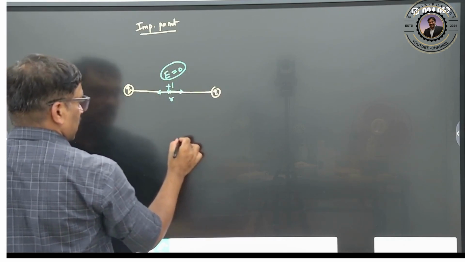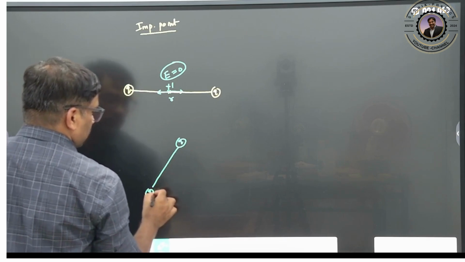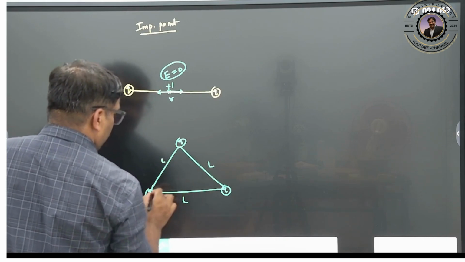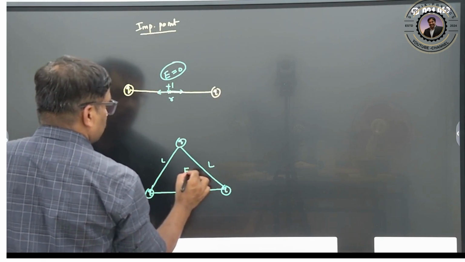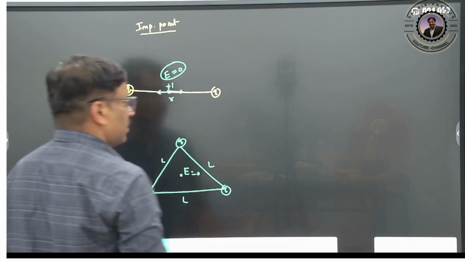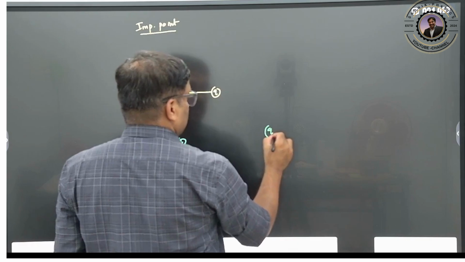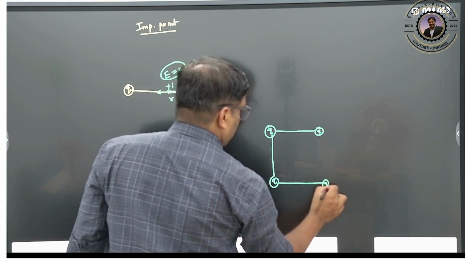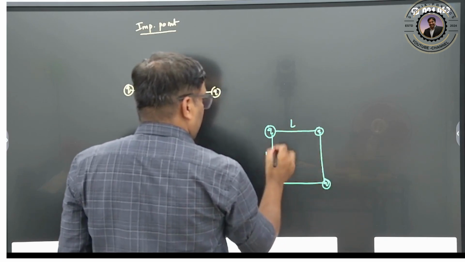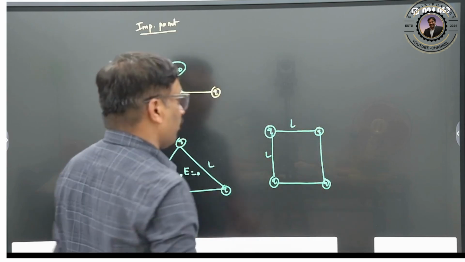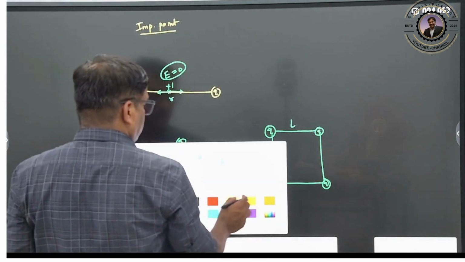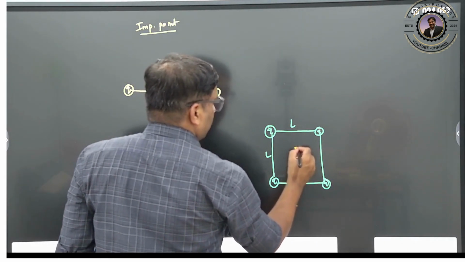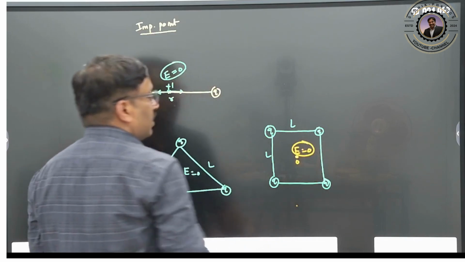Suppose the charges are at the corners of an equilateral triangle. What will be the electric field at the center? The electric field at the center will also be 0. Suppose the charges are Q, Q and Q, all identical charges arranged in a geometrical pattern. Therefore, at the geometrical center, the electric field will be 0.